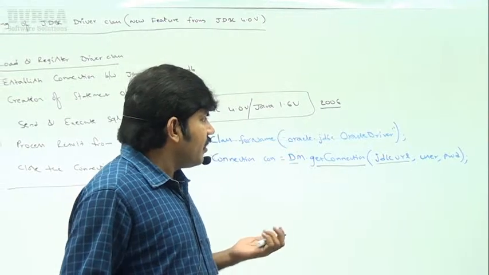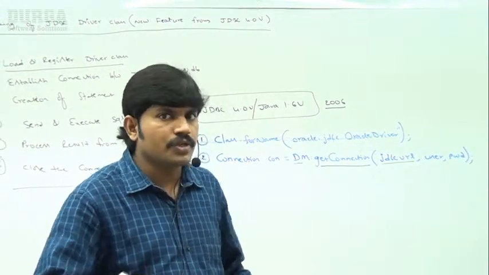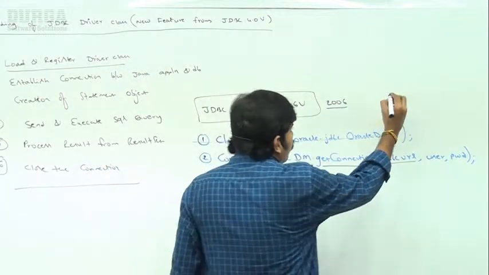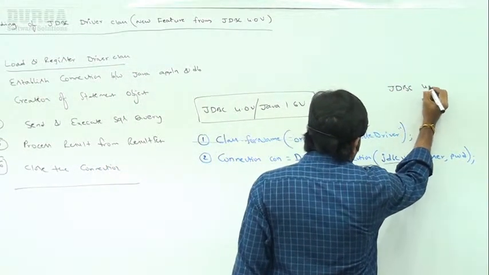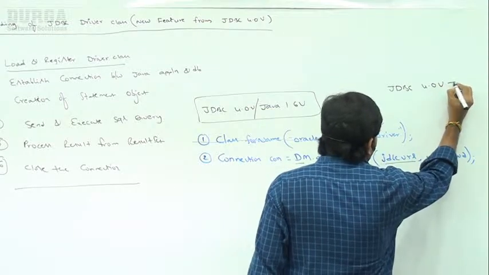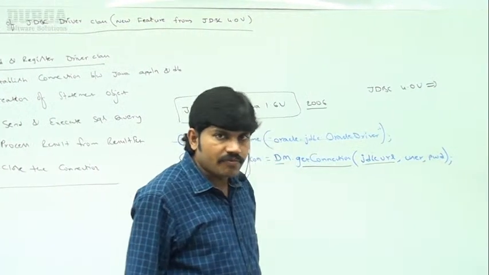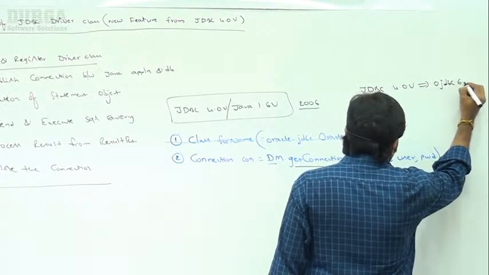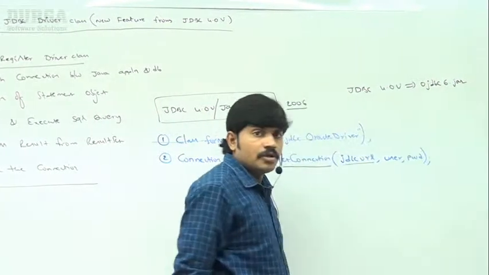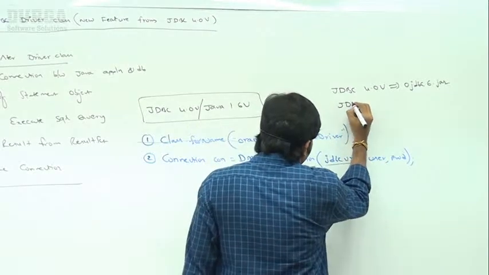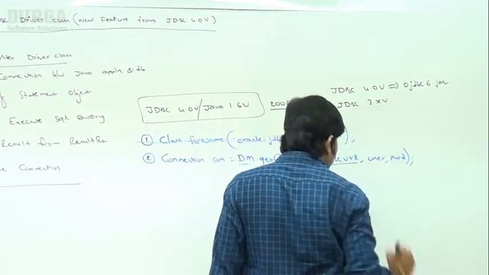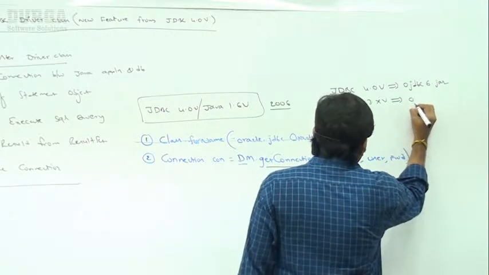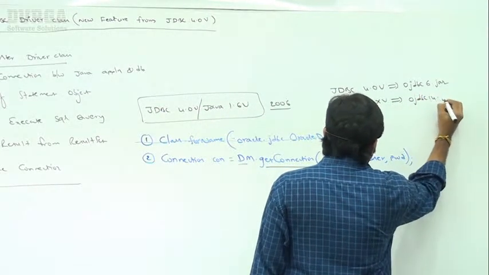Where is the proof for that? Internally, how it is implemented, I want to talk. Very simple. In the JDBC 4.0 version, if you want driver software for Oracle, it is OJDBC6.jar. But in JDBC 3.x, maybe 3.1 or 3.2, do you know OJDBC14.jar?